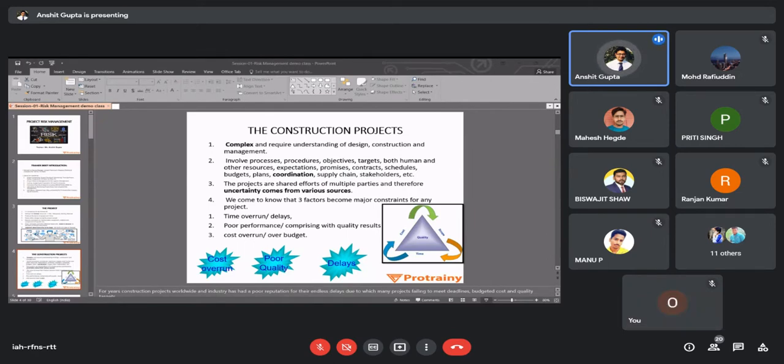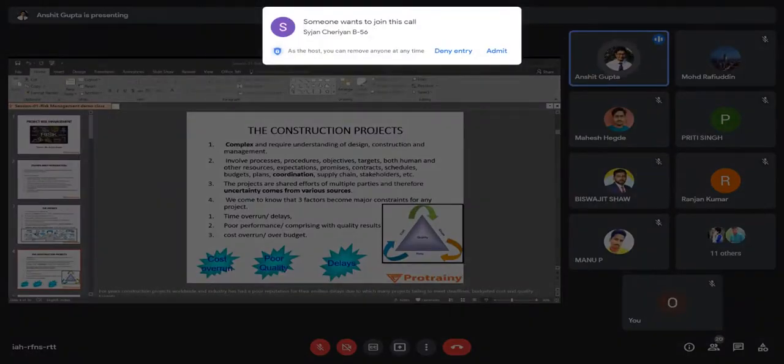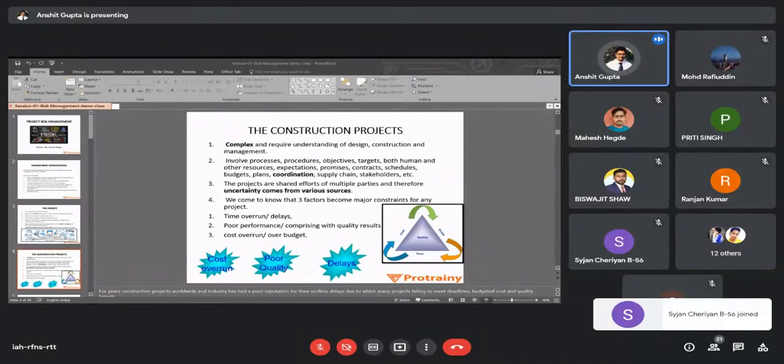There are various stakeholders. What are these stakeholders? Project financiers, your contractors, your client, your consultant, everyone involved in the project somehow becomes a stakeholder of the project. So all these things you need to manage.